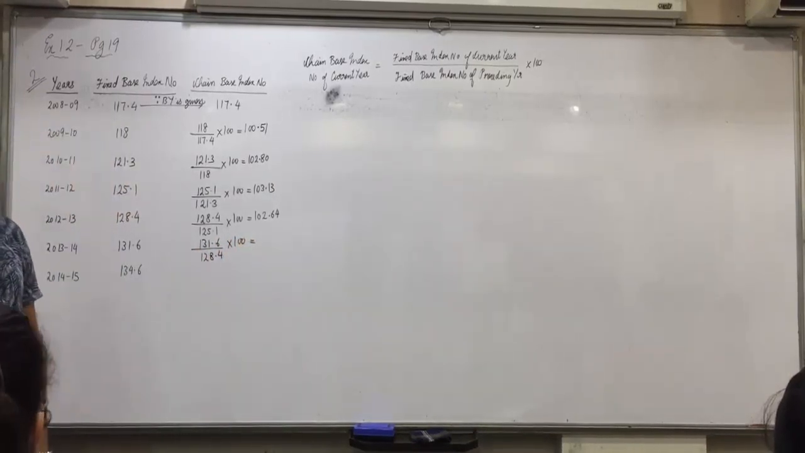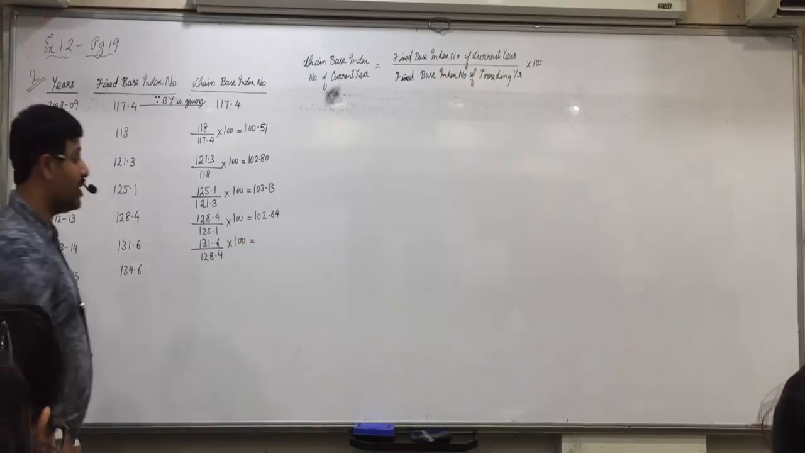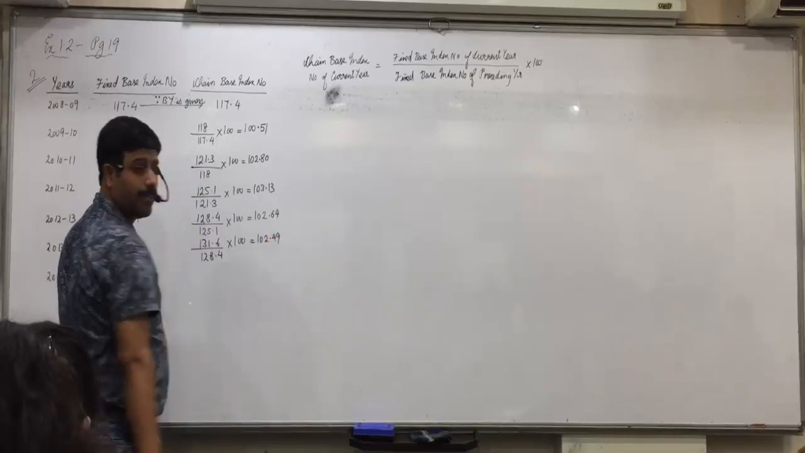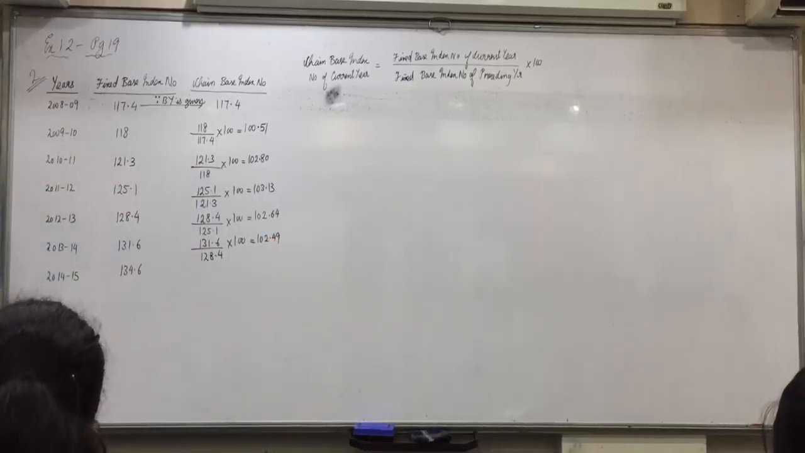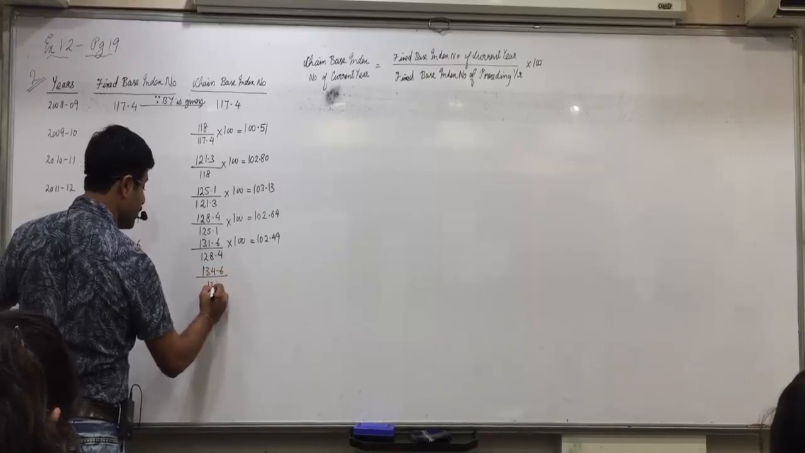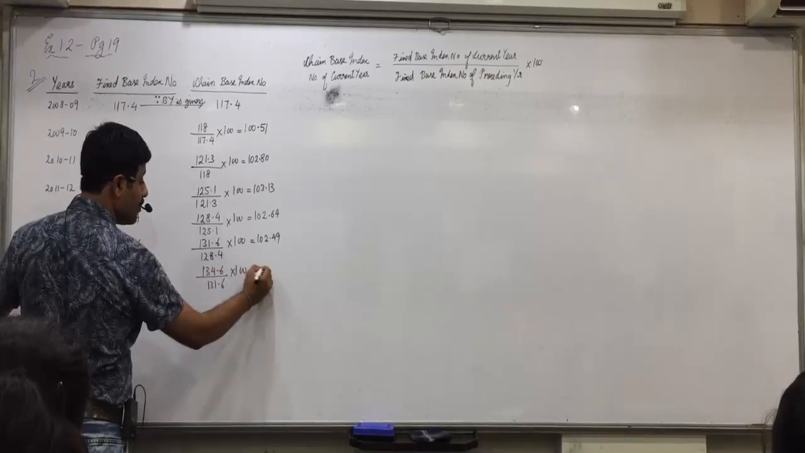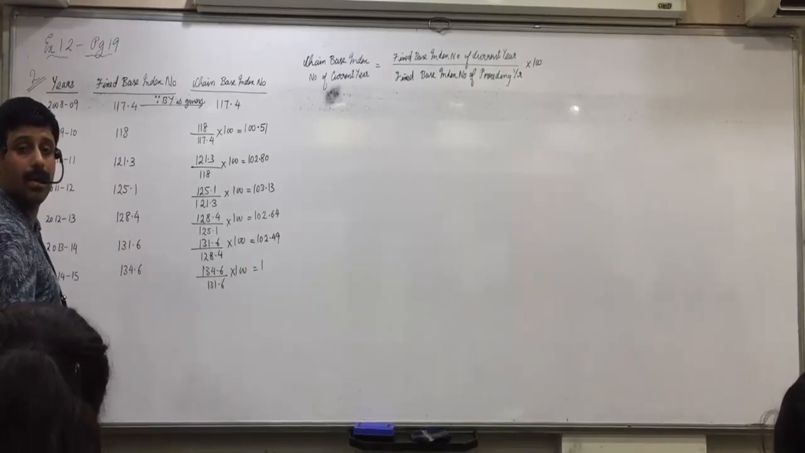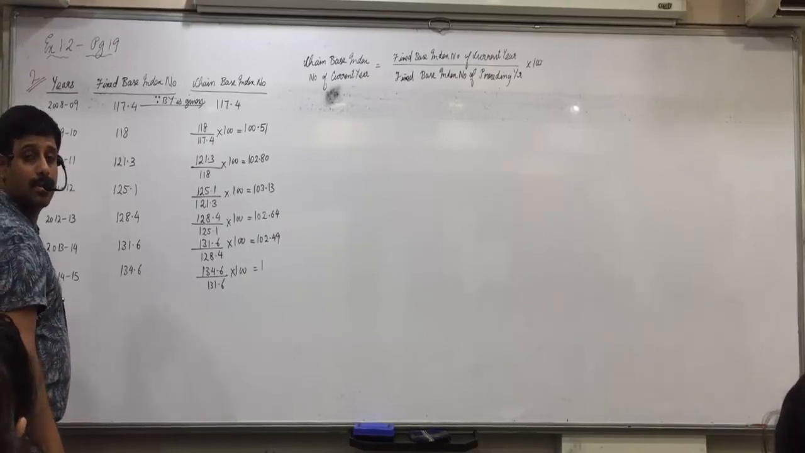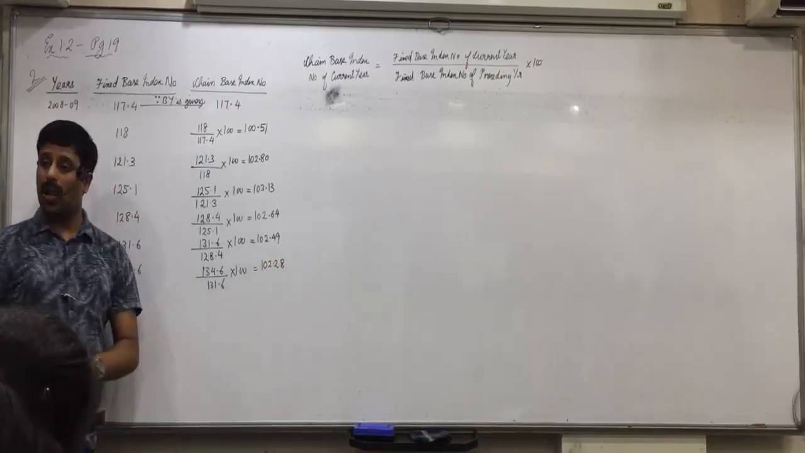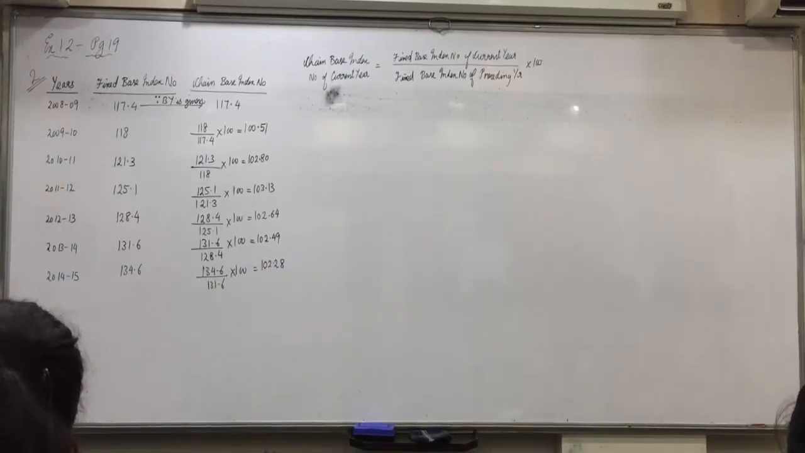What does that come to? 102.48. Sorry, 102.49. Is everyone clear with that? And Karnik, last one. 134.6 divided by 131.6. Karnik, what is the answer? 102.28. So all of you have understood this? Yes. Anyone having any doubt in it?